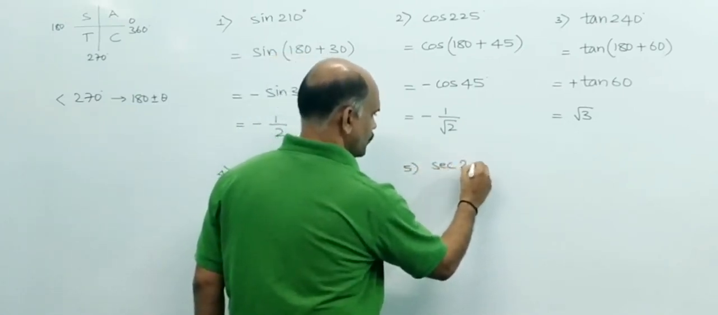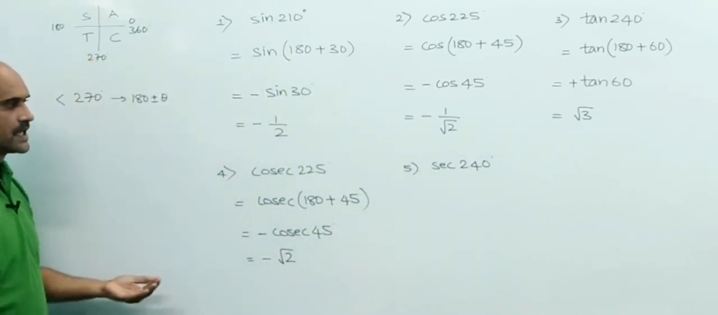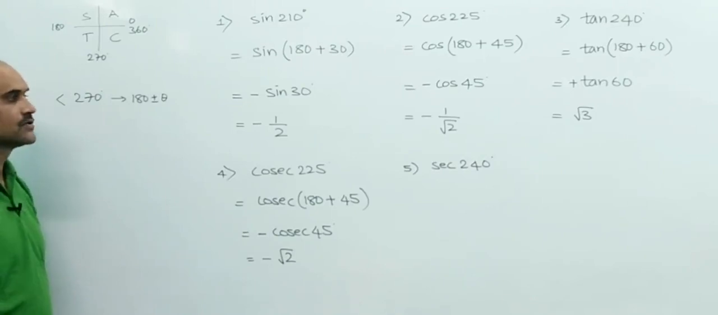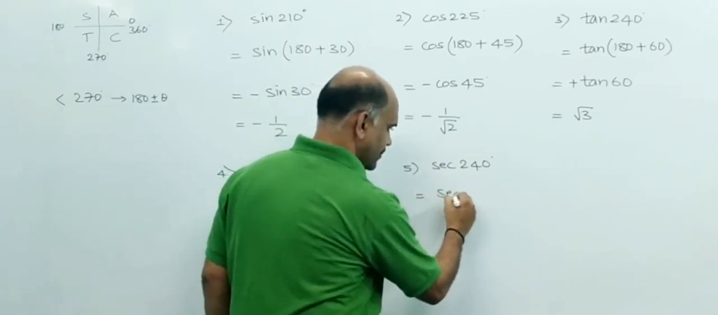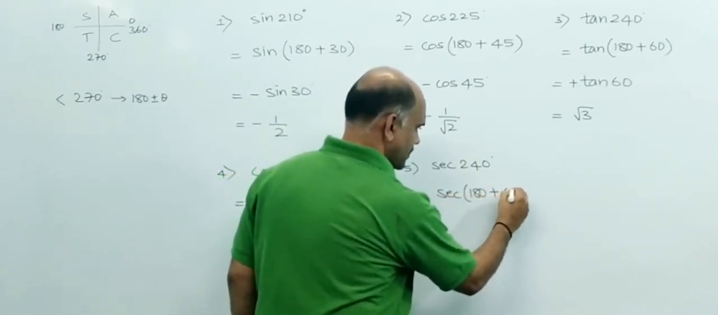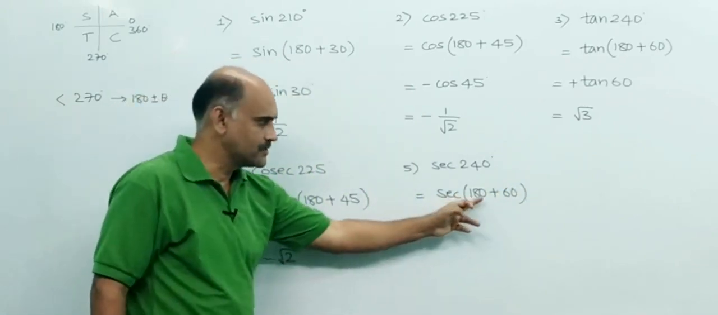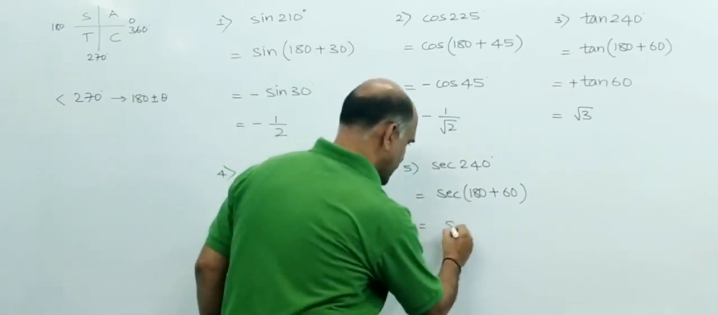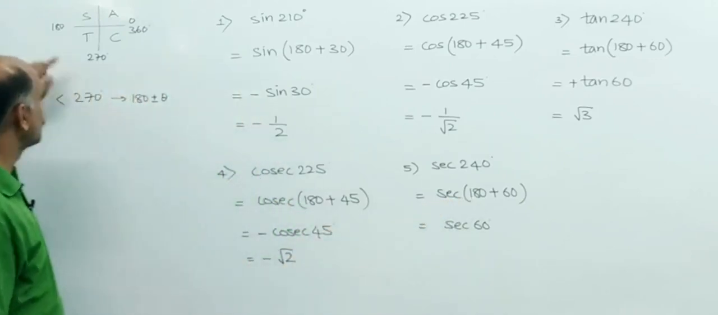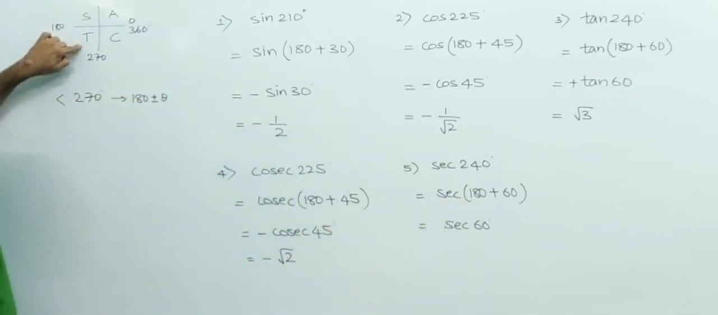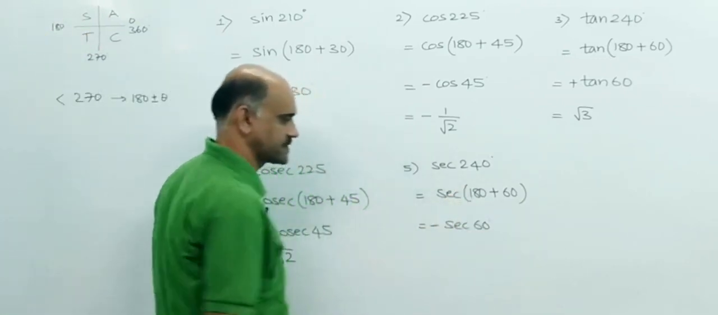Similarly, secant 240 degree. Again, 240 you can write as 180 plus 60. So again leave this 180. You will have secant 60. 180 plus means it is in the third quadrant. In the third quadrant, secant is negative. So you will have minus.